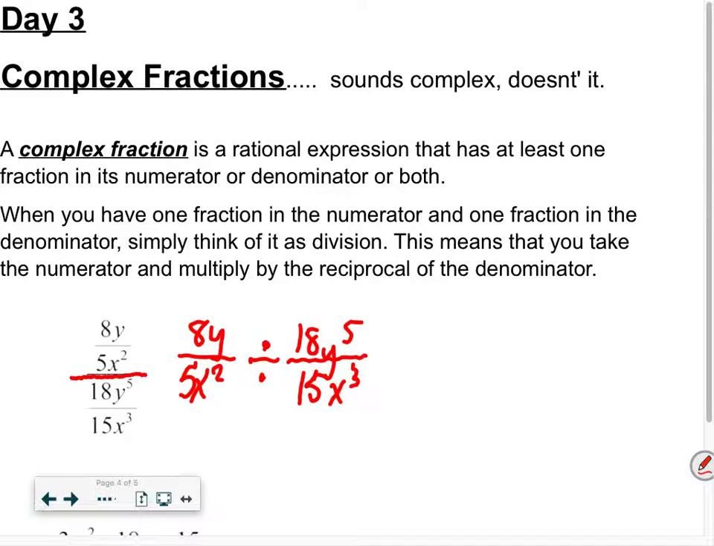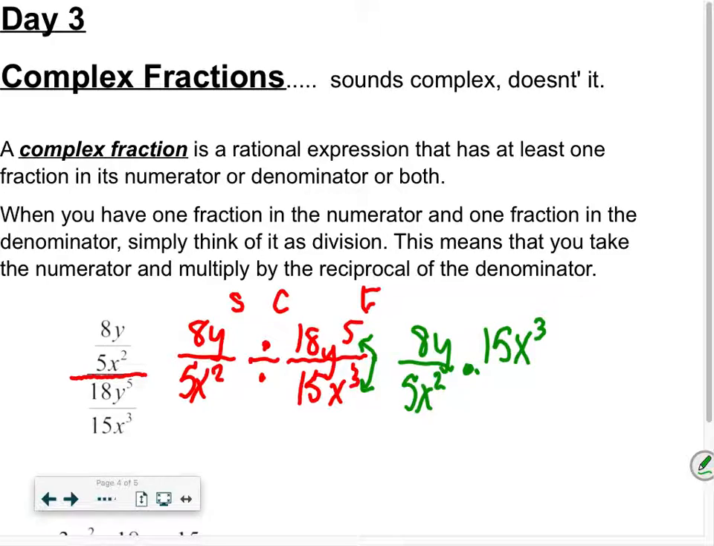When we divided fractions, how did we do it? Reciprocal of the right one. Keep, change, flip. So we're going to keep my 8y over 5x squared. We're going to change my divide sign to a multiply. And we're going to flip this last fraction. So 15x cubed is going on top. On bottom, 18y to the fifth.